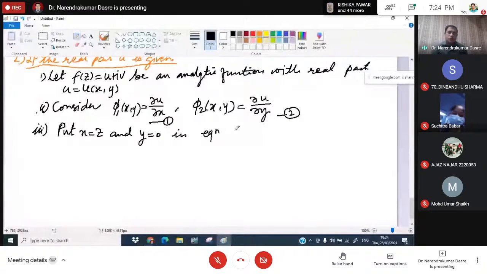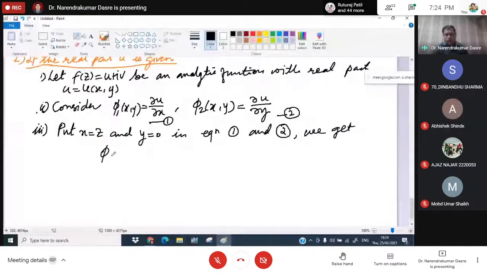Okay, so once you put x is equal to z and y is equal to 0 in equations 1 and 2, we get phi1 of z0 and phi2 of z0, because we are putting x is equal to z and y is equal to 0. And the fourth and important step, or the last step, we have then by Milne-Thomson method.